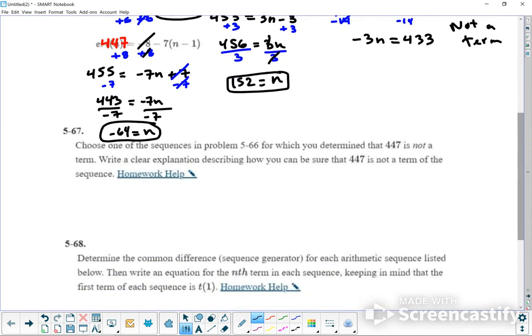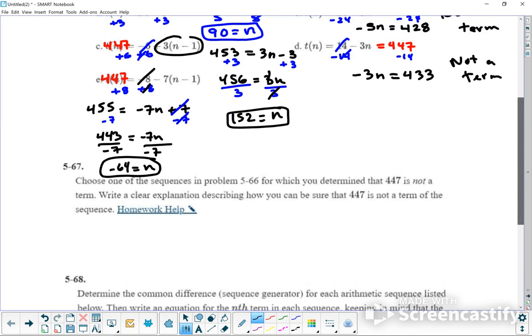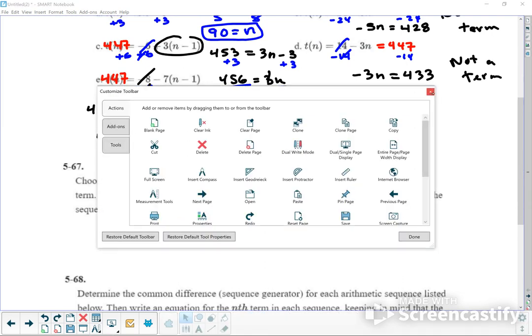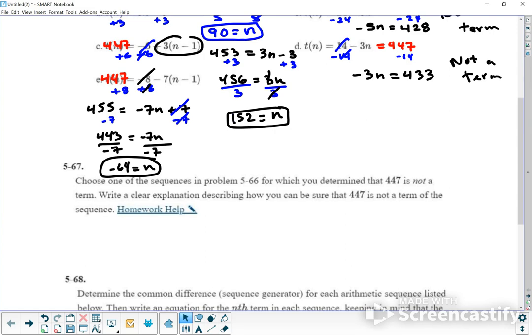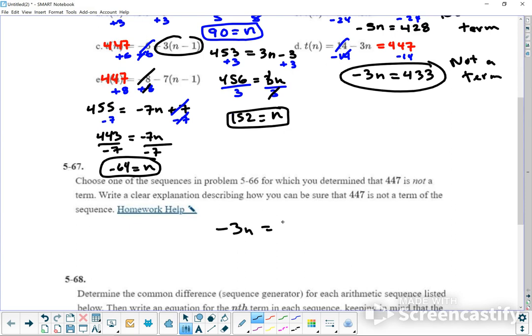Choose one of the sequences in problem 66 for which you determined that 447 is not a term. Write a clear explanation describing how you can show that 447 is not a term of the sequence. Well, it's not a term of the sequence because it doesn't divide evenly into it. That's the bottom line. Let's just say this one right here. If negative 3n equals 443, if negative 3 can be divided into it, so think about 443. Let's just say it's all these numbers here.